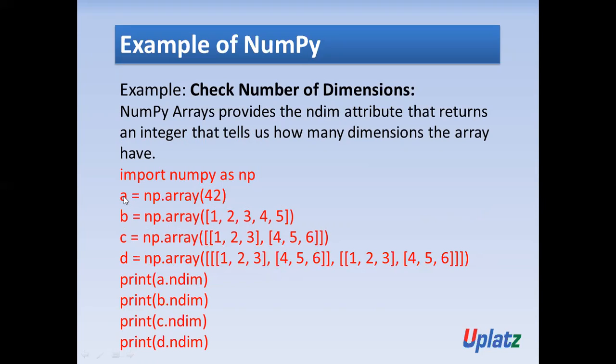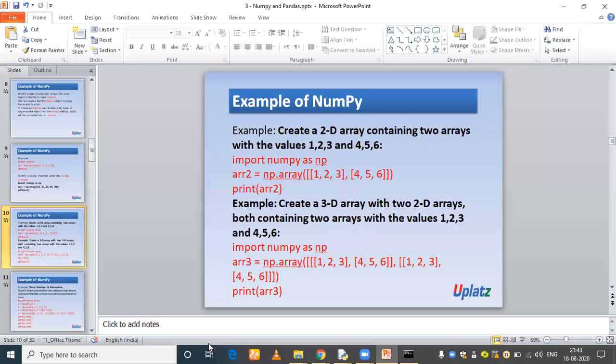So see, for the resultant variables a, b, c, d, you just need to write print, then the resultant variable that contains the ndarray values, so the name of this one dot ndim. a.ndim, b.ndim, c.ndim, d.ndim. So with the help of this, you can easily find the dimension of the array. Now let me show you this example. See here.